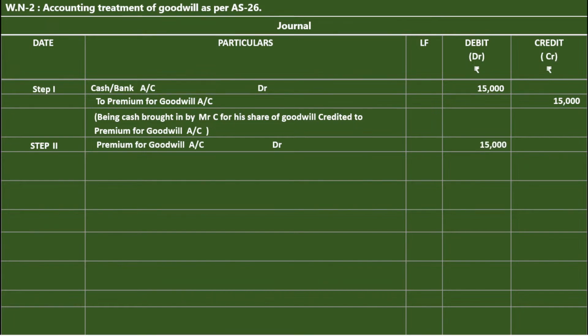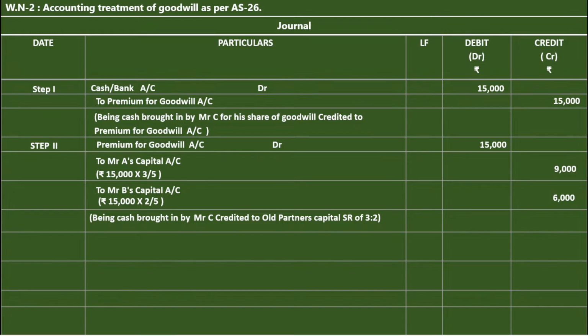What is the goodwill amount? 15,000. To Mr. A's capital account, 15,000 into 3 by 5. Why 3 by 5? Sacrifice ratio is 3:2. Mr. A's share is 3 by 5. It is 9,000. To Mr. B's capital account, 15,000 into 2 by 5. Rupees 6,000. Being cash brought in by Mr. C credited to old sacrificial partners, not old partners, in the sacrifice ratio of 3:2.